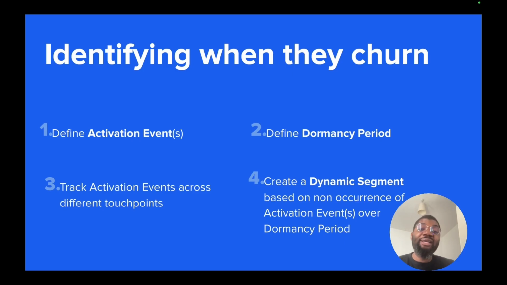So, identifying when users churn. To be able to identify when users churn, you need to know when they are active in the first place. To be able to know when they are active, you need to track an event that tells you the user is active. I'll say that again. To be able to know when users churn, you need to know when they are active. To be able to know when they are active, you need to track an event that tells you they are active. And this event is called an activation event.